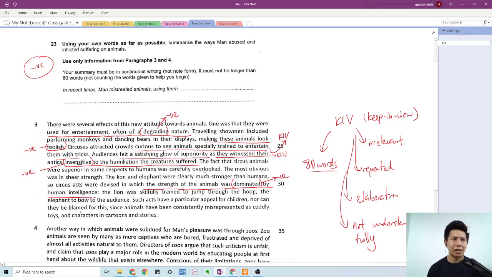The word blame is negative, but this is not related to the animals. This is about human beings. This is not about man, rather. Okay, this is more about the fact that they cannot be blamed. Since animals have been consistently misrepresented as cuddly toys, animals are misrepresented as cuddly toys. This is not an abuse or a suffering inflicted on animals, so we are going to skip this part.